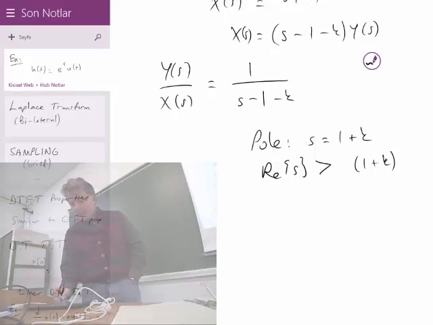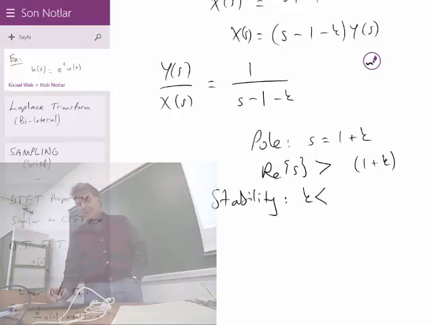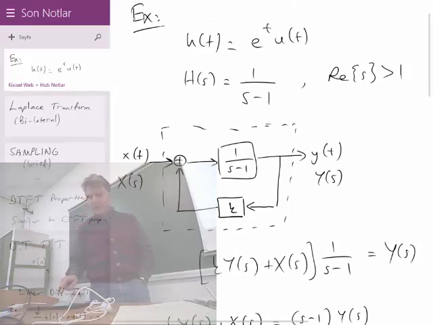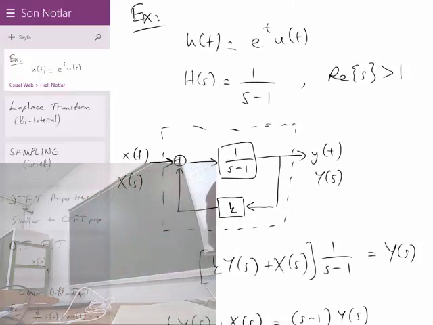And in fact, for stability, we must have k to be less than minus 1. Exactly. If it is less than minus 1, for example, if it is minus 2, then 1 plus k will be equal to minus 1. So the pole will be at minus 1, and to the right of minus 1 will clearly include the j omega axis. So strangely, it is possible to stabilize this previously unstable system with an impulse response of e to the t u of t just by putting a feedback by scaling the output with minus 1, with a negative 1.